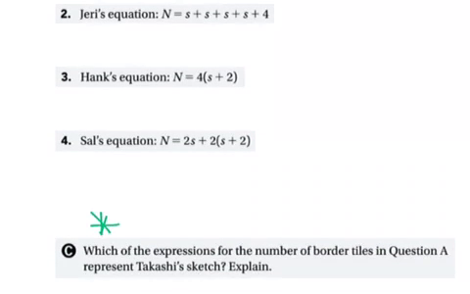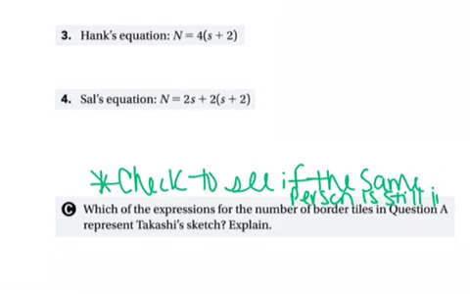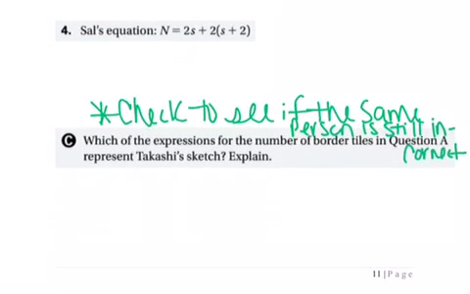Okay, you are then going to check to see if the same person is still incorrect. Then it says which expression for the number of border tiles in question A represents Takashi's sketch. So basically it's saying which of the 4 classmates thought of breaking up the tiles the same way Takashi did.